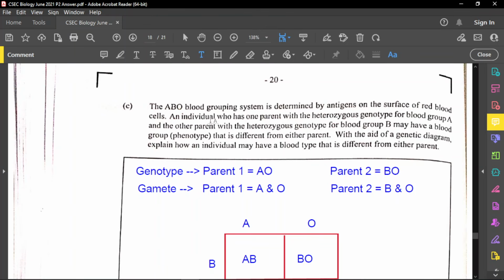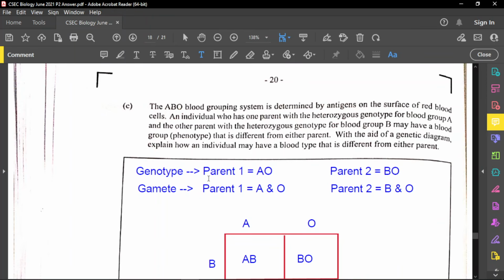All right, so here it said an individual who has one parent with heterozygous genotype for blood group A and the other parent with the heterozygous genotype for blood group B may have a blood group phenotype that is different from either parent. So with the aid of a genetic diagram, explain how an individual may have a blood type that is different from either parent. And so here, I just lay out that the genotype of parent 1 would be AO and the one for parent 2 will be BO. Again, they're heterozygous A and heterozygous B.